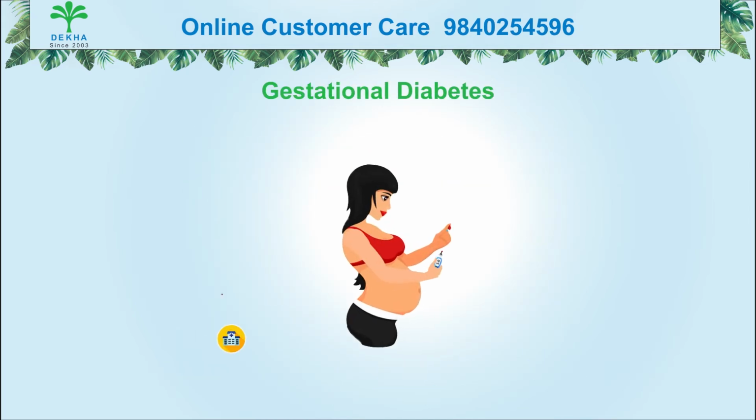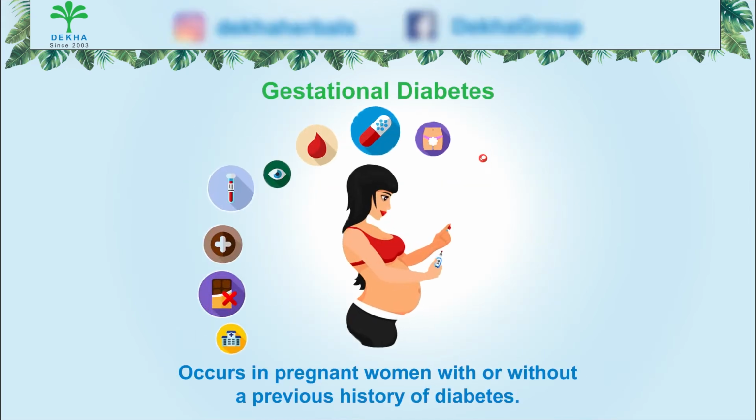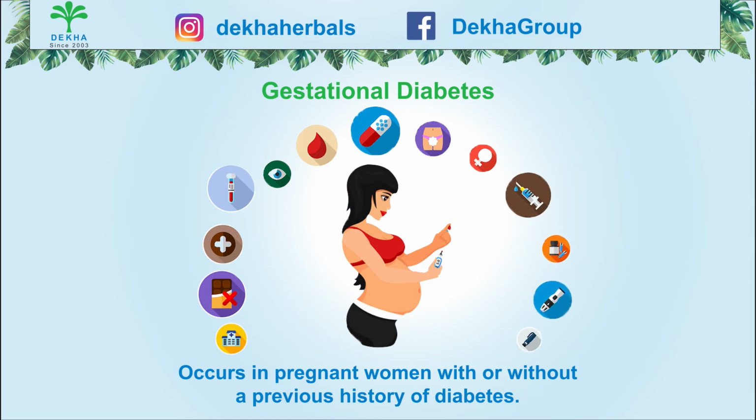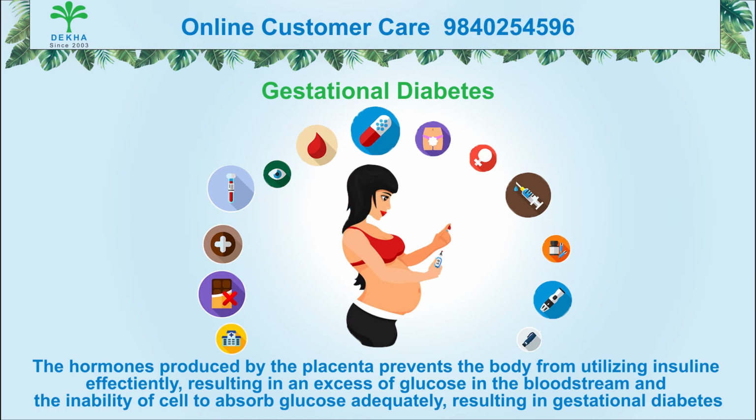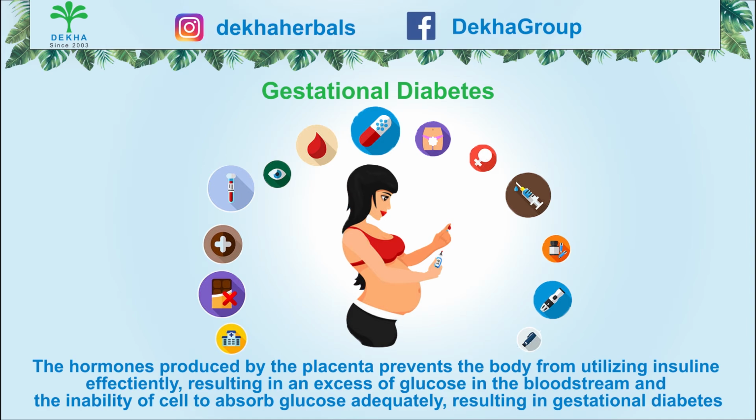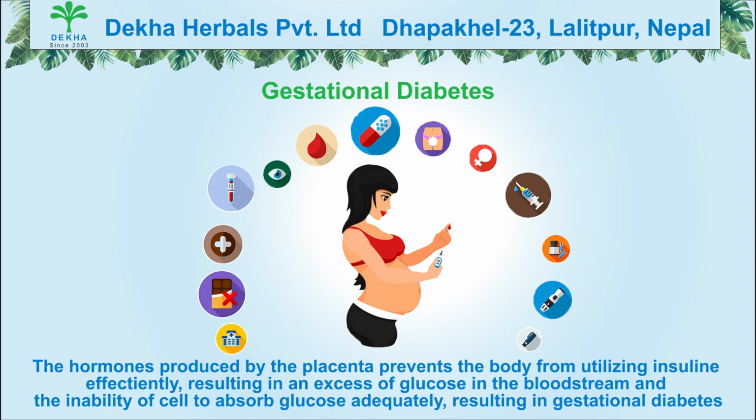Gestational diabetes. Gestational diabetes occurs in pregnant women with or without a previous history of diabetes. The hormones produced by the placenta prevent the body from utilizing insulin effectively, resulting in an excess of glucose in the bloodstream, and the inability of cells to absorb glucose adequately, resulting in gestational diabetes.